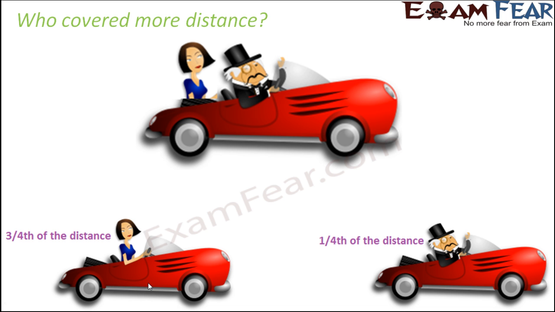Smith. So basically we again need to compare two fractions. One is 3 by 4 and the other one is 1 by 4. Right? So again we know 3 by 4 is greater than 1 by 4 because the denominators are the same and the numerator 3 is greater than the numerator 1. Therefore we can say that Mrs. Smith covered more distance. So again, here, what are we comparing? We are comparing the distance.